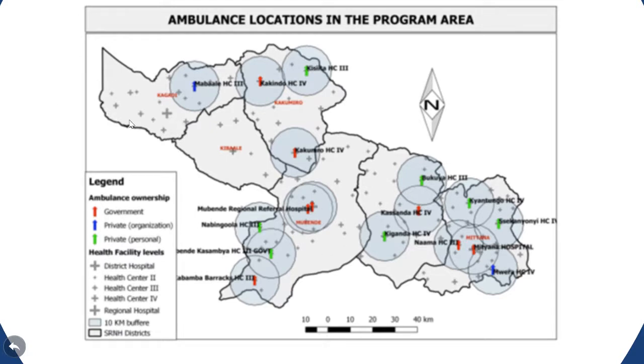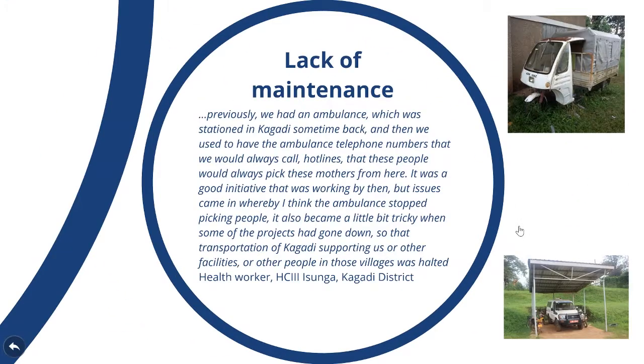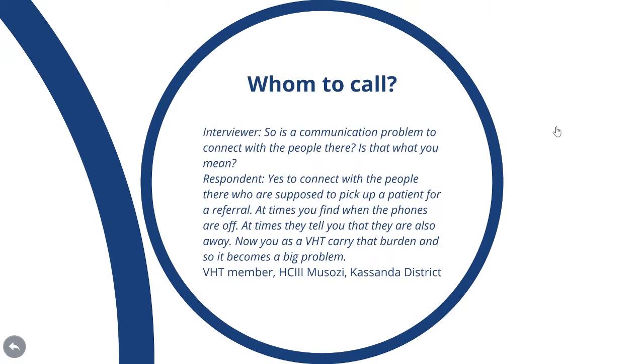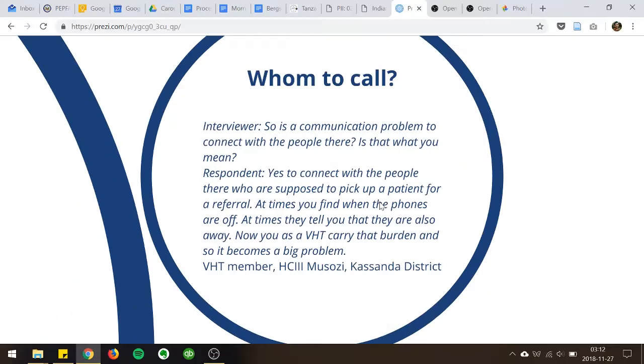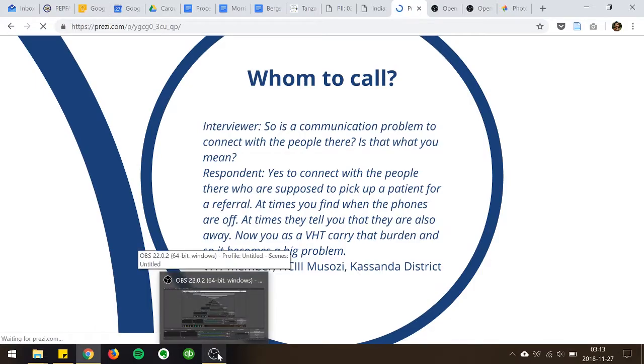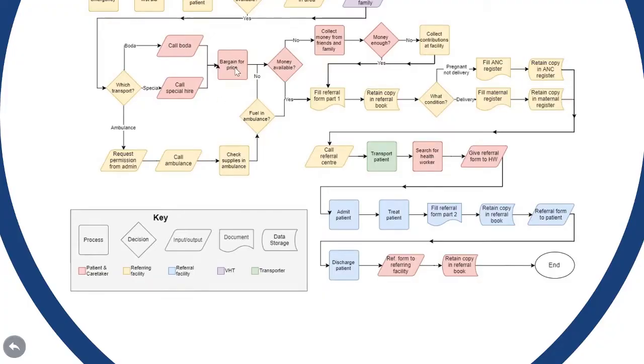Ideally, those health workers would explain the condition to the patient and then assess whether a caretaker is available for the transportation. If not, they could contact the VHT in the area, who could contact friends and family to get a caretaker to join. Once a caretaker is identified, they'd figure out which form of transportation they needed to use. So in the case of a boda or a special hire, same as before, you'd call one, then you'd first bargain with the price and see if that money is available.